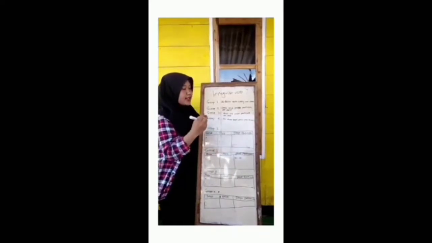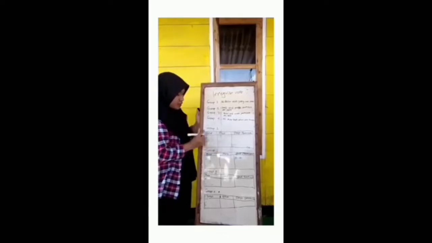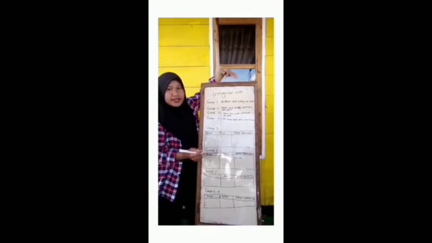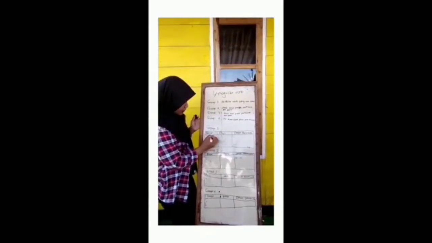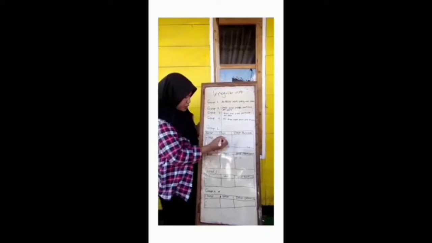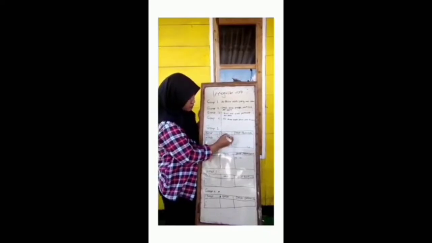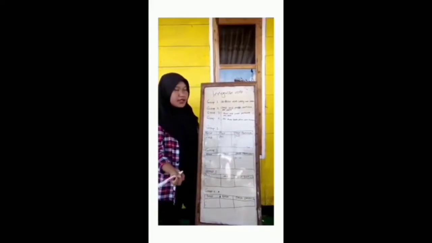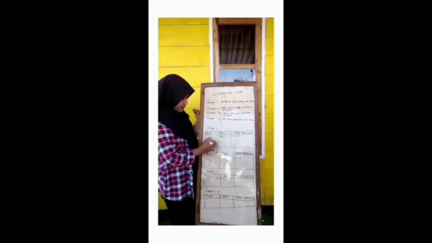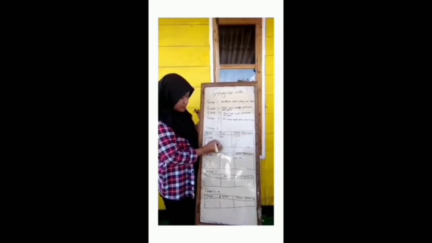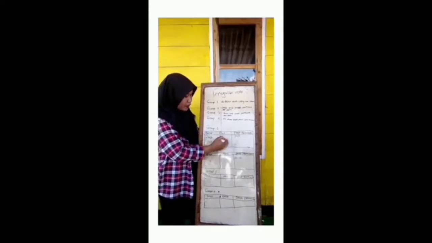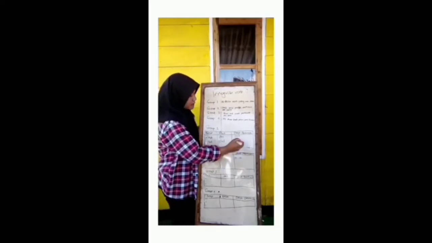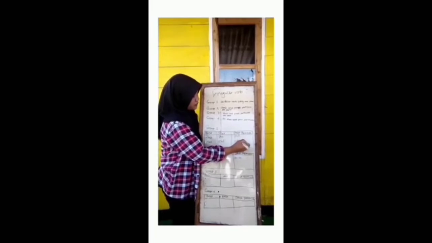Okay guys, let's check one by one. Group 1, all three verb forms are the same. Example, put becomes put for past form and still put for past participle. Another example, cut becomes cut for past form and also cut for past participle form.